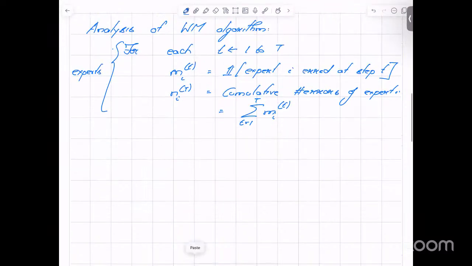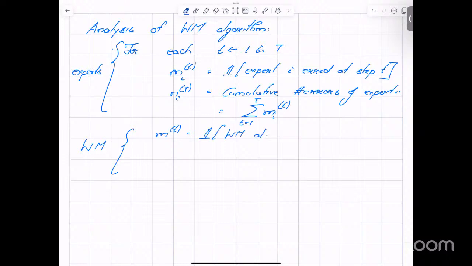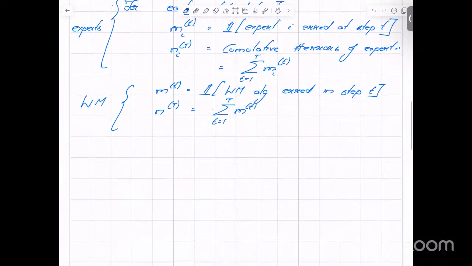We'll do the same thing for the algorithm. m^t will be the indicator that the WM algorithm erred in step t, and similarly n^T will be the summation of m^t, t going from 1 to T. What we want to do is compare n^T versus n_i^T, in fact the minimum over i. This is what we want to compare.